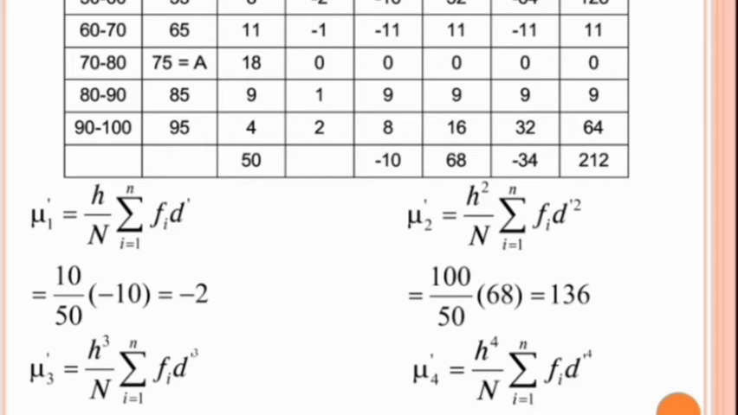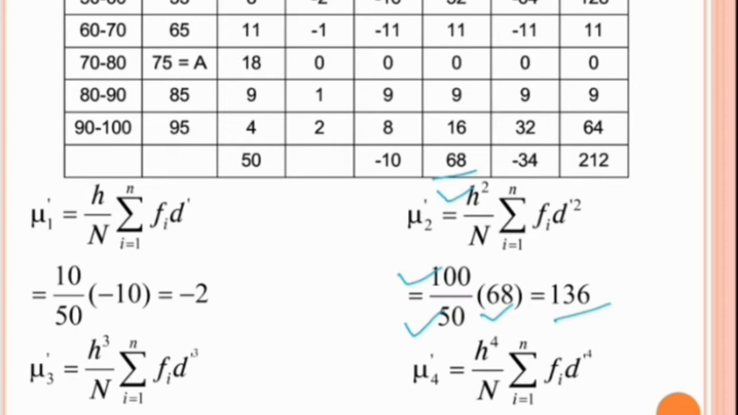Now next, mu2 dash. Mu2 dash, you take r equal to 2, so h square upon capital N into sigma fi d dash square. Now what you have to do is take d dash square. Do the square of d dash. So 2 square will be 4, 4 into 8, that is 32. Similarly, find all these values and add them. On adding you get 68. So we'll put these values over here. h square, that is 100, upon N into 68, which is 136.